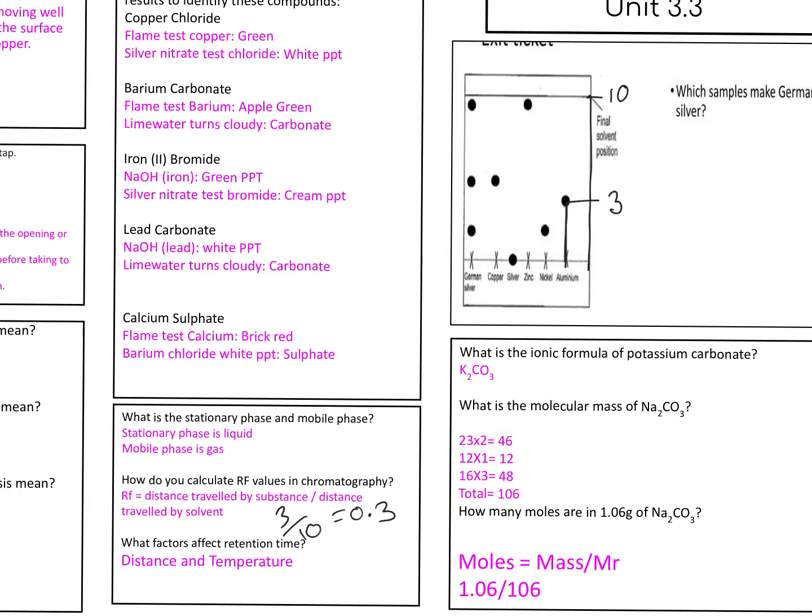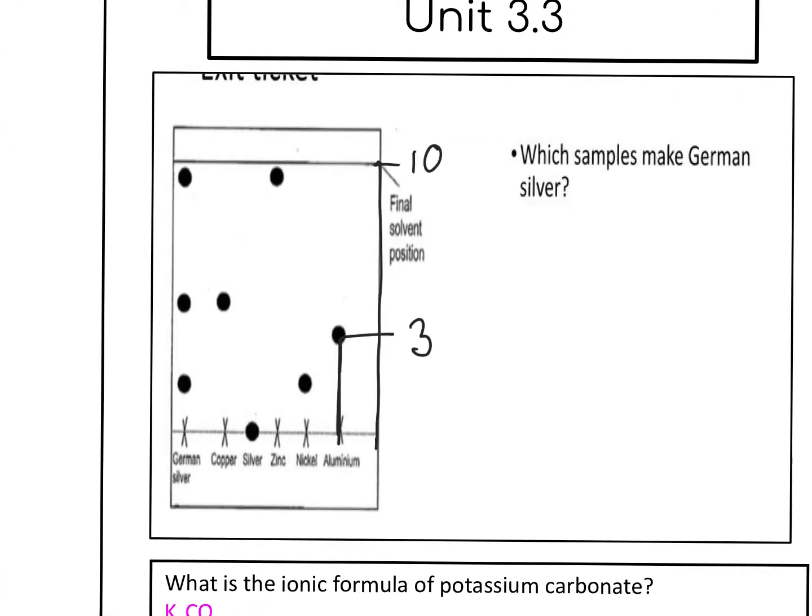Okay. What factors affect the retention time, distance and temperature? Which samples make German silver? Okay, so draw lines across from all the points in German silver. So it's copper, nickel and zinc. Okay.